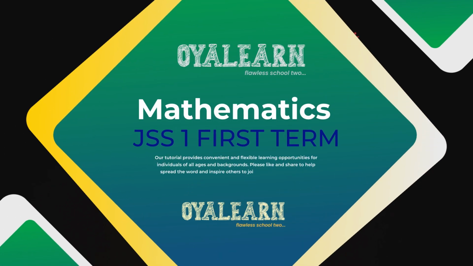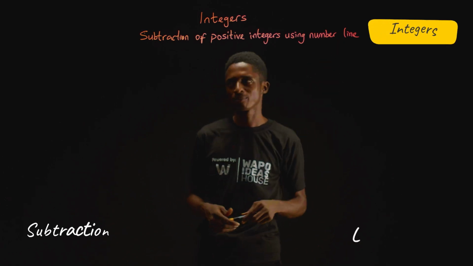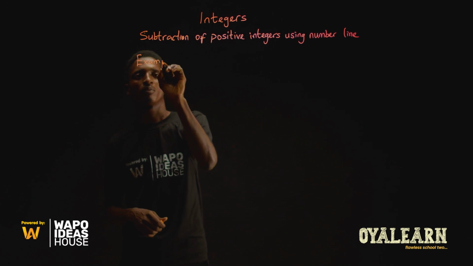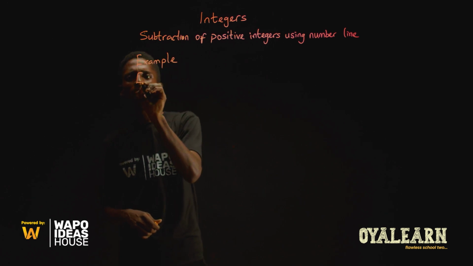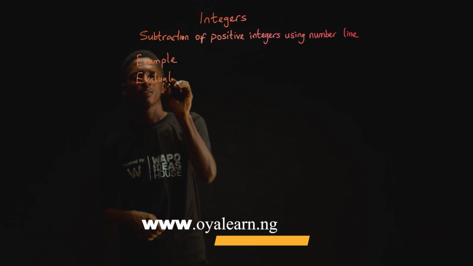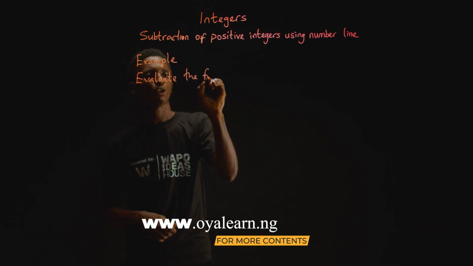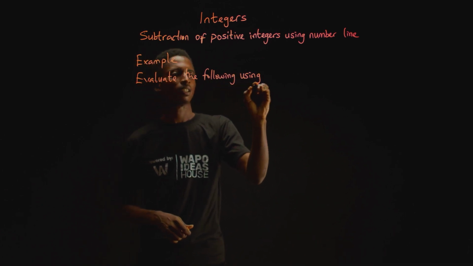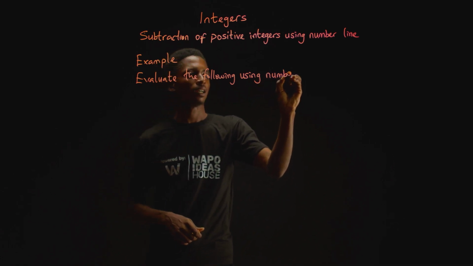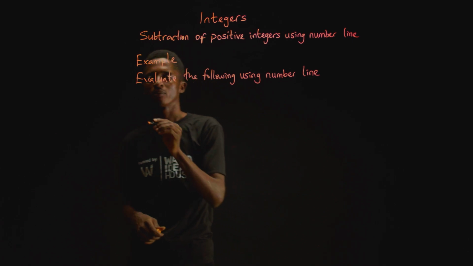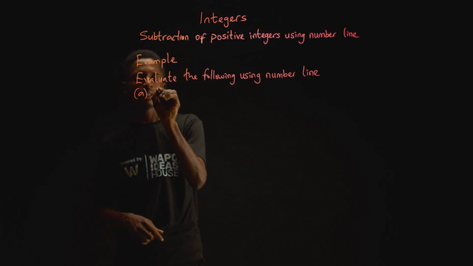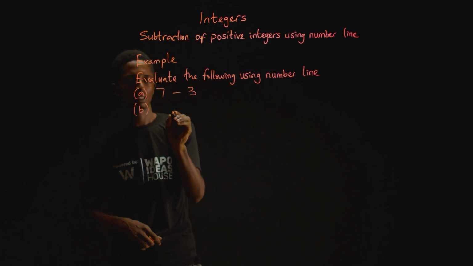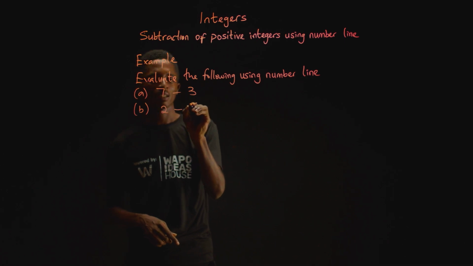Subtraction of positive integers using number line. Example. Evaluate the following using number line. A. 7 minus 3. B. 2 minus 5.